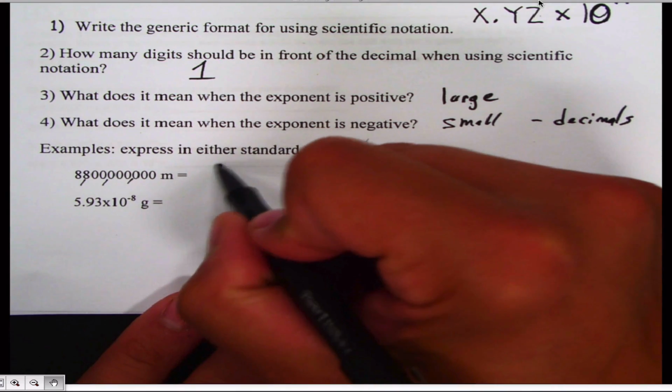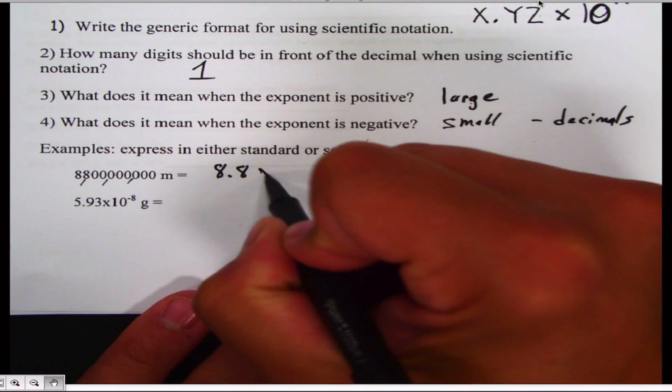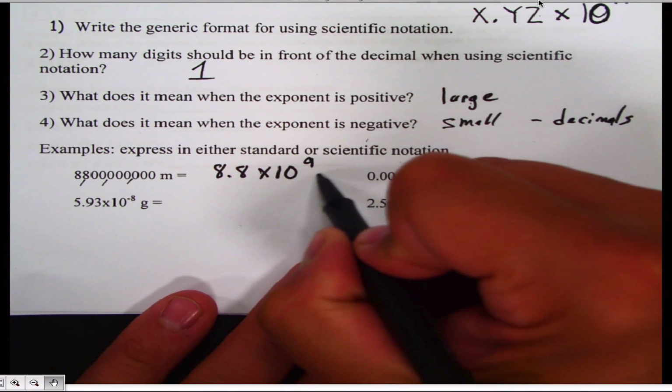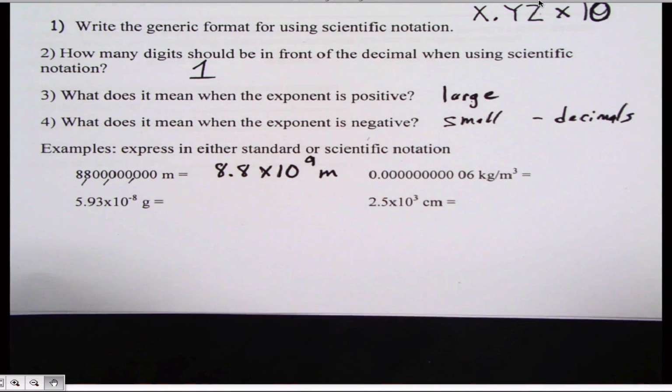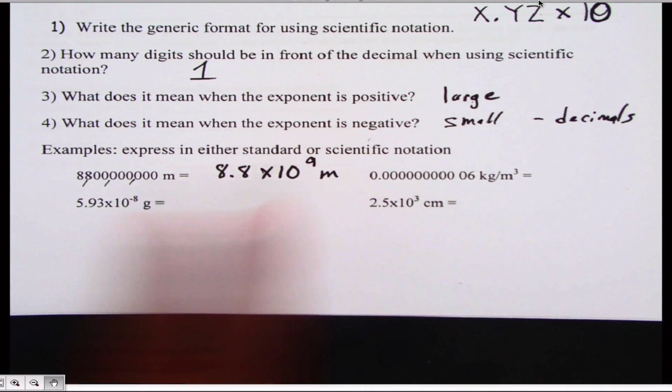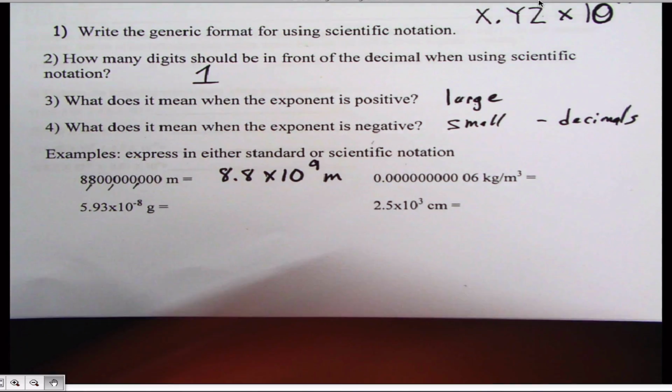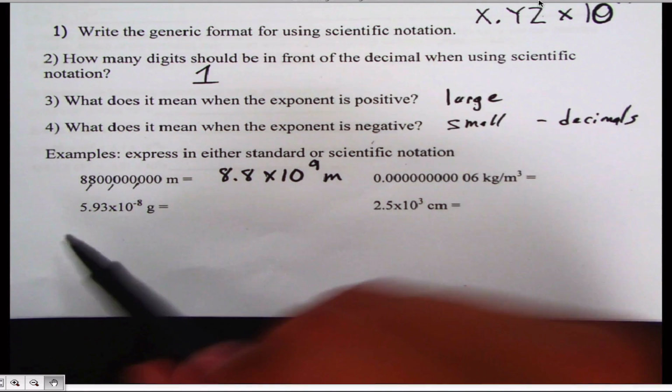So we write that down. 8.8 times, how many times did I move the decimal? 9. 8.8 times 10 to the 9th meters. This means it's a big number. Is that a big number? Yes, it is. It's going to make it bigger. Perfect. All right, let's try the next one.